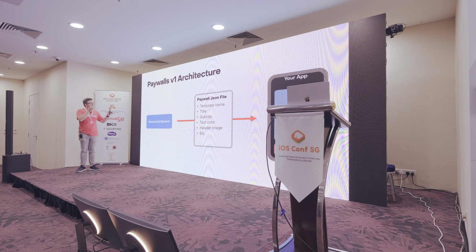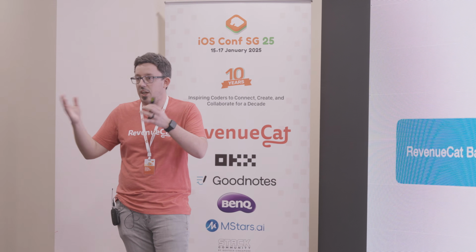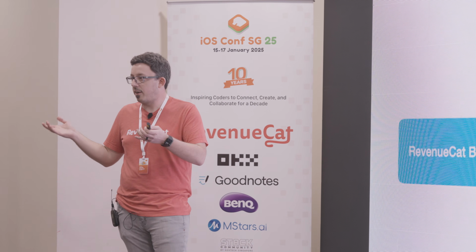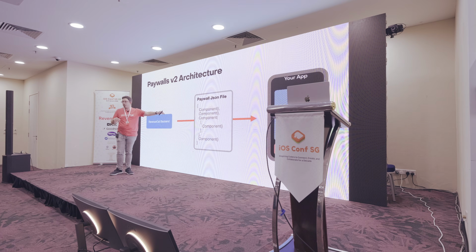It's actually really similar. So this was V1, and we had a backend that sends the JSON file over to the app. And in the new version, there's a backend that sends a JSON file into the app. In fact, if you're using Paywalls V1 and you update to V2, you don't have to change your code at all. It all works exactly the same from a usability perspective. The big difference is the actual JSON file is totally different.